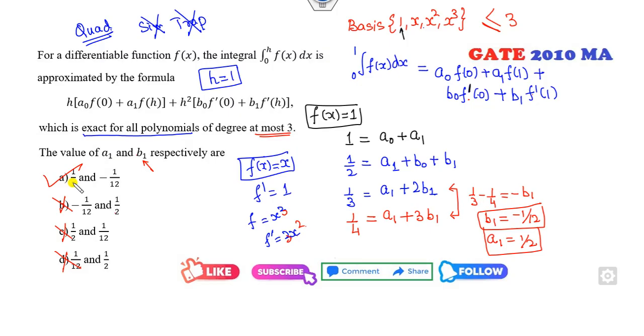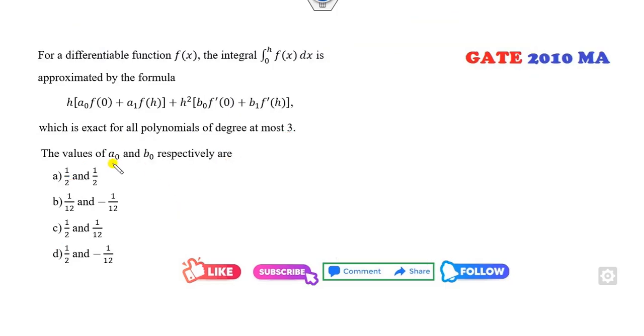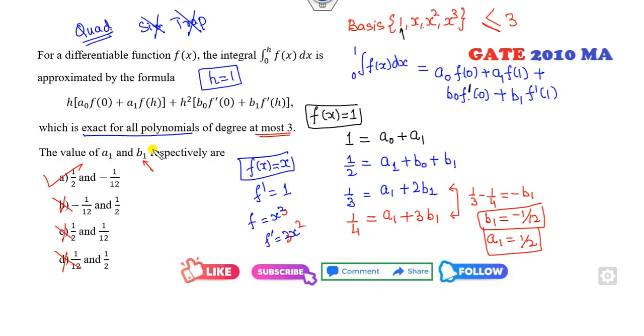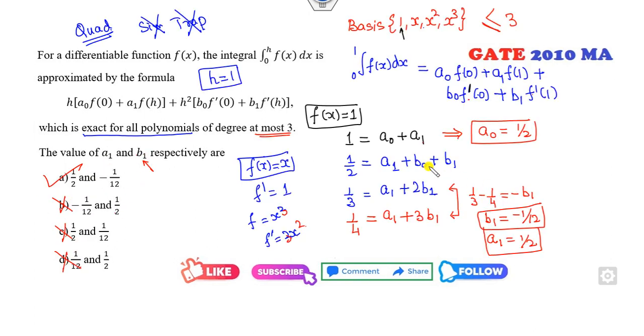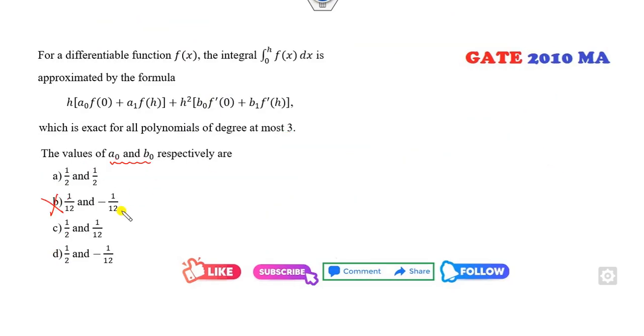Fine. Okay. The same example is here. In this case, I have to find a0 and b0. So you can see if a1 is half, I can substitute here. a0 will be again half. Fine. So if a0 is half, the first element is cancelled and the rest are there. Now what is b0? So I can substitute here. a1 will be half. B0 I need to calculate. b1 will be minus 1 over 12. So half will be cancelled out. So b0 will be 1 over 12. Minus will be cancelled out. So C is the right answer.